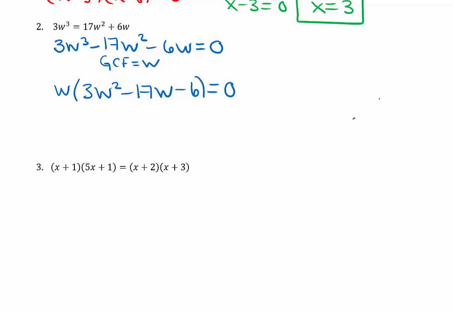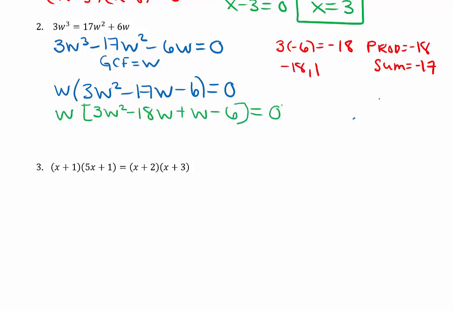I have three terms. There's a number in front of the w squared, so I'm going to use that AC method. 3 times negative 6 is negative 18, so I need to find two numbers with a product of negative 18 and a sum of negative 17. Negative 18 and positive 1 will work. So I'm going to use that information to break the middle term up into two terms.